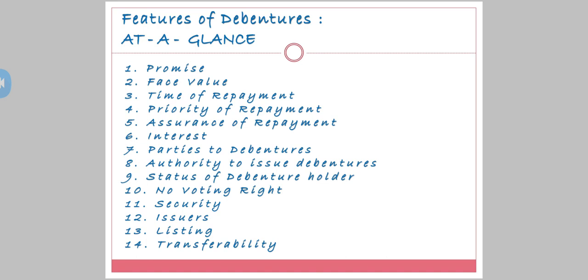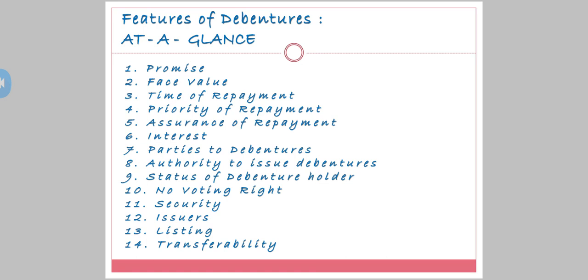Priority of repayment, fourth, most important. They have got the priority over equity shareholders as well as preference shareholders. Fifth one, assurance of repayment. Why assurance of repayment? Because everything is mentioned. The company has issued a debenture certificate, which is a legal document. So yet it's given assurance that the repayment would be done. Sixth one, most important: what debenture holders get when they invest in the company, they get interest.